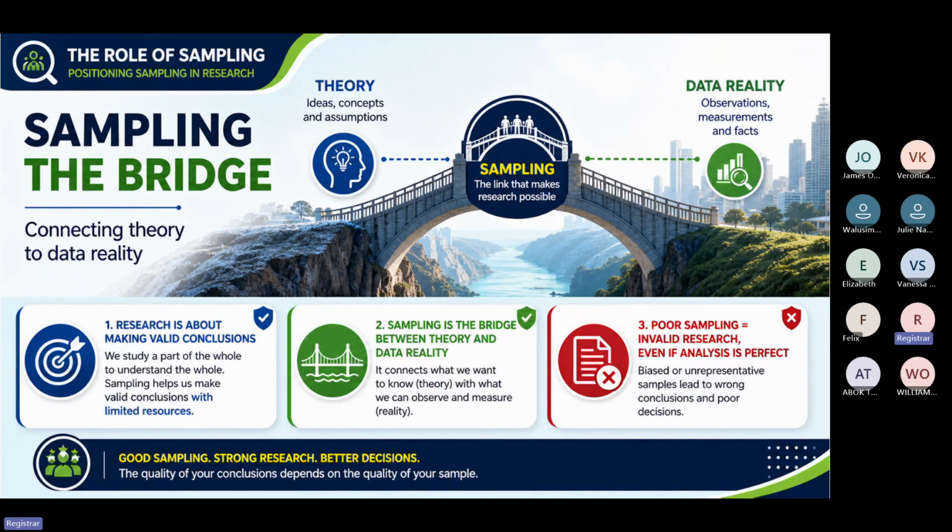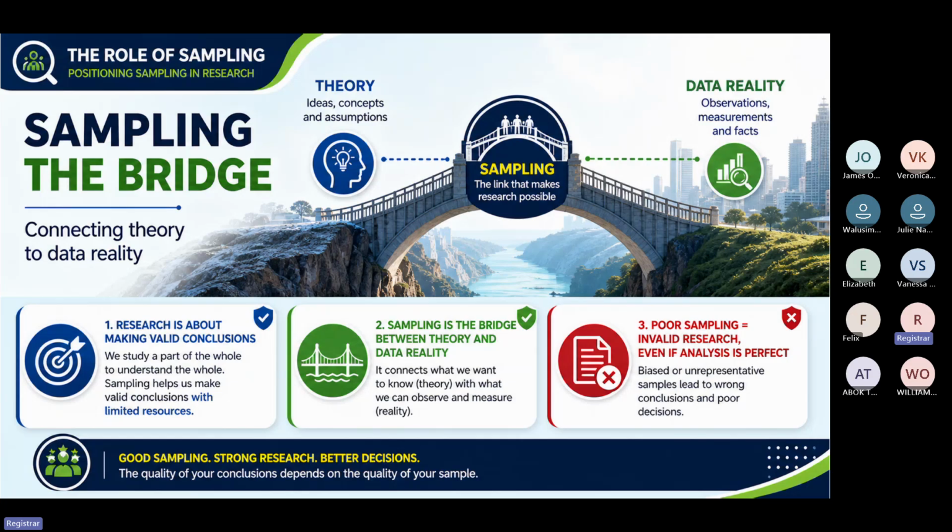But if you do poor sampling, if you do invalid research, both are the same. If the sampling is poor, your research is invalid. So even if you do good analysis, up to your research methodology, everything is good. You have done a good review of literature, your theoretical background is good, everything is fine. But sampling is poor, your research is invalid. You see, so the importance of sampling in a researcher's life.